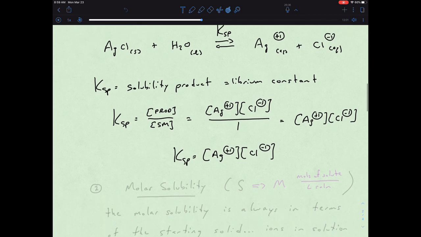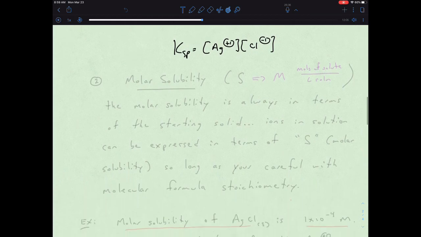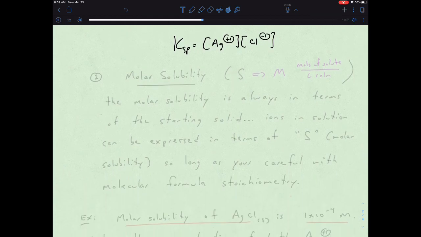So that's the first rule: with equilibrium processes for slightly soluble solids, we're always writing that in terms of the solid starting material and how that actually dissolves into an aqueous solution to generate those specific ions.